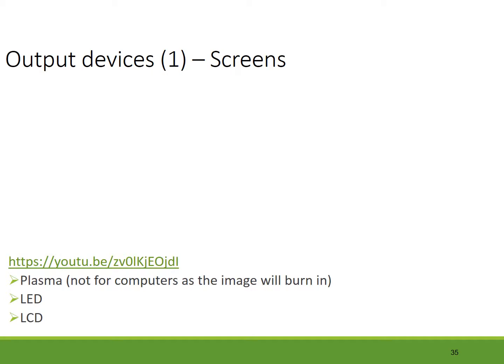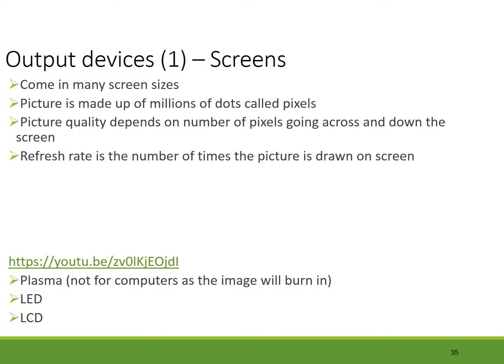Output devices, the main one then would be the screen. That's where you see most of the information that's going on in your computer. They come in many sizes. Pictures are made up of dots called pixels. The picture quality depends on the number of pixels going across and down the screen. So again, the quality is determined by the quantity of pixels on the screen, and it's also determined by the refresh rate, which is the number of times the picture is drawn on the screen and whether you'll have a sort of flicker on it.